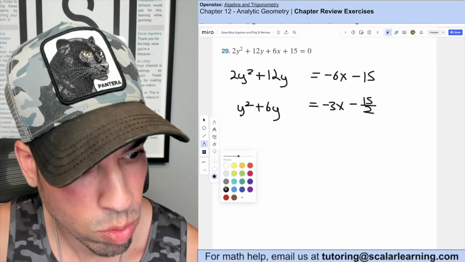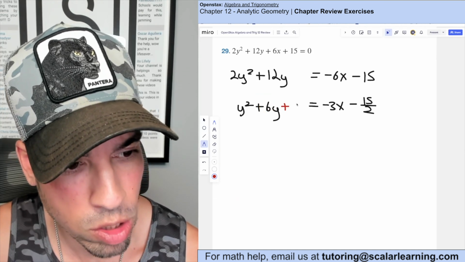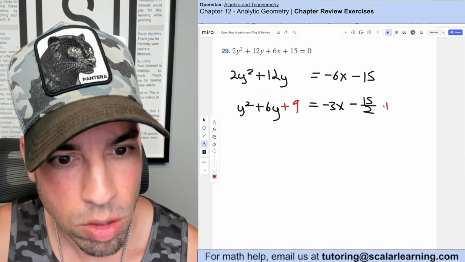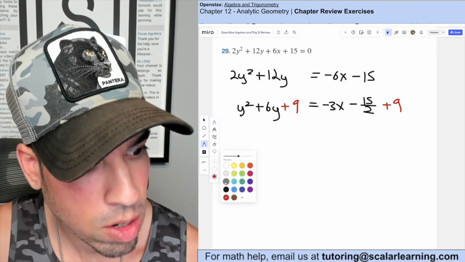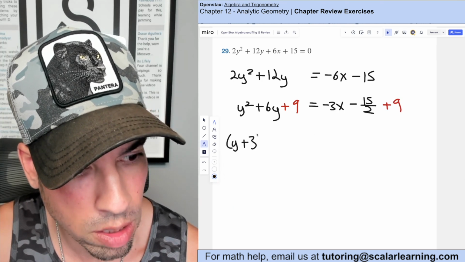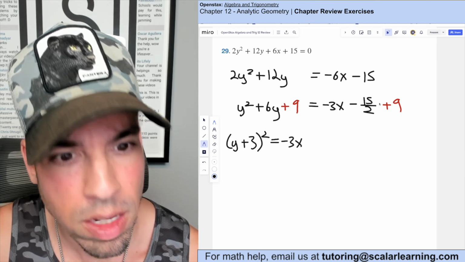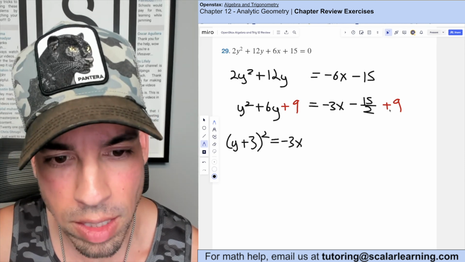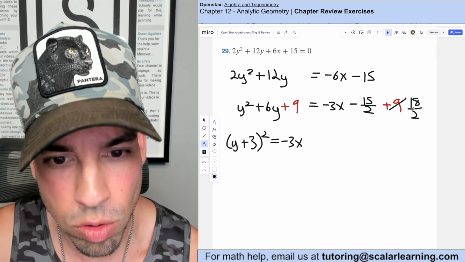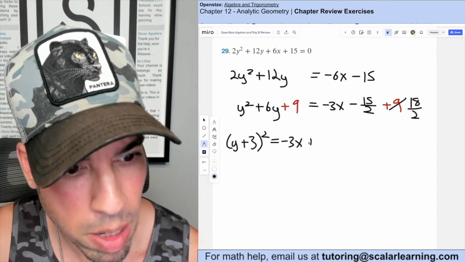Then I'm going to complete the square. So we're going to complete the square by adding half of this squared, which is 3 squared, which is 9, but we got to add it to both sides. And then now we've got a nice perfect square on the left-hand side. So it's y plus 3 squared is equal to negative 3x, and then negative 15 over 2, 9 can be rewritten as 18 over 2. So 18 over 2 plus negative 15 over 2 is positive 3 over 2.